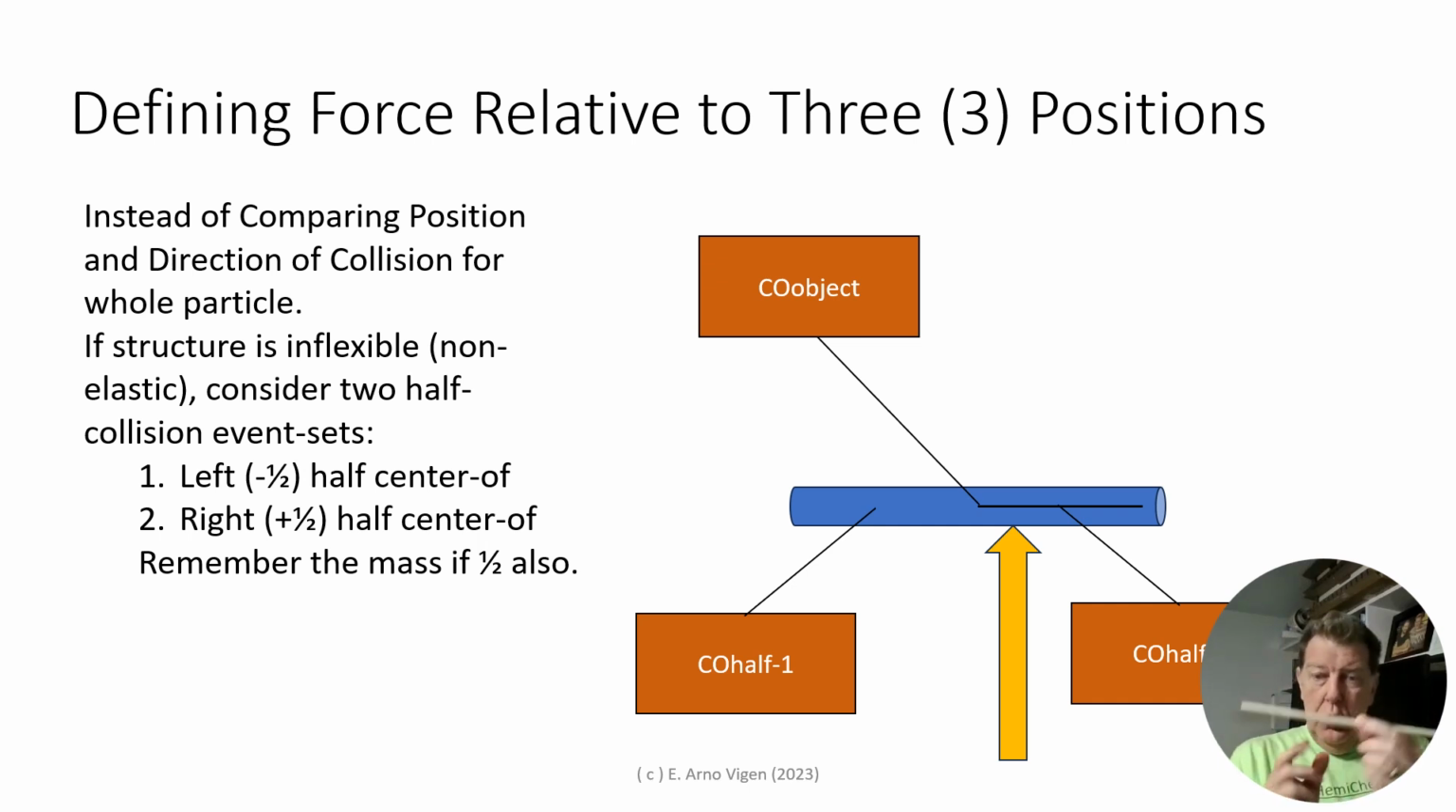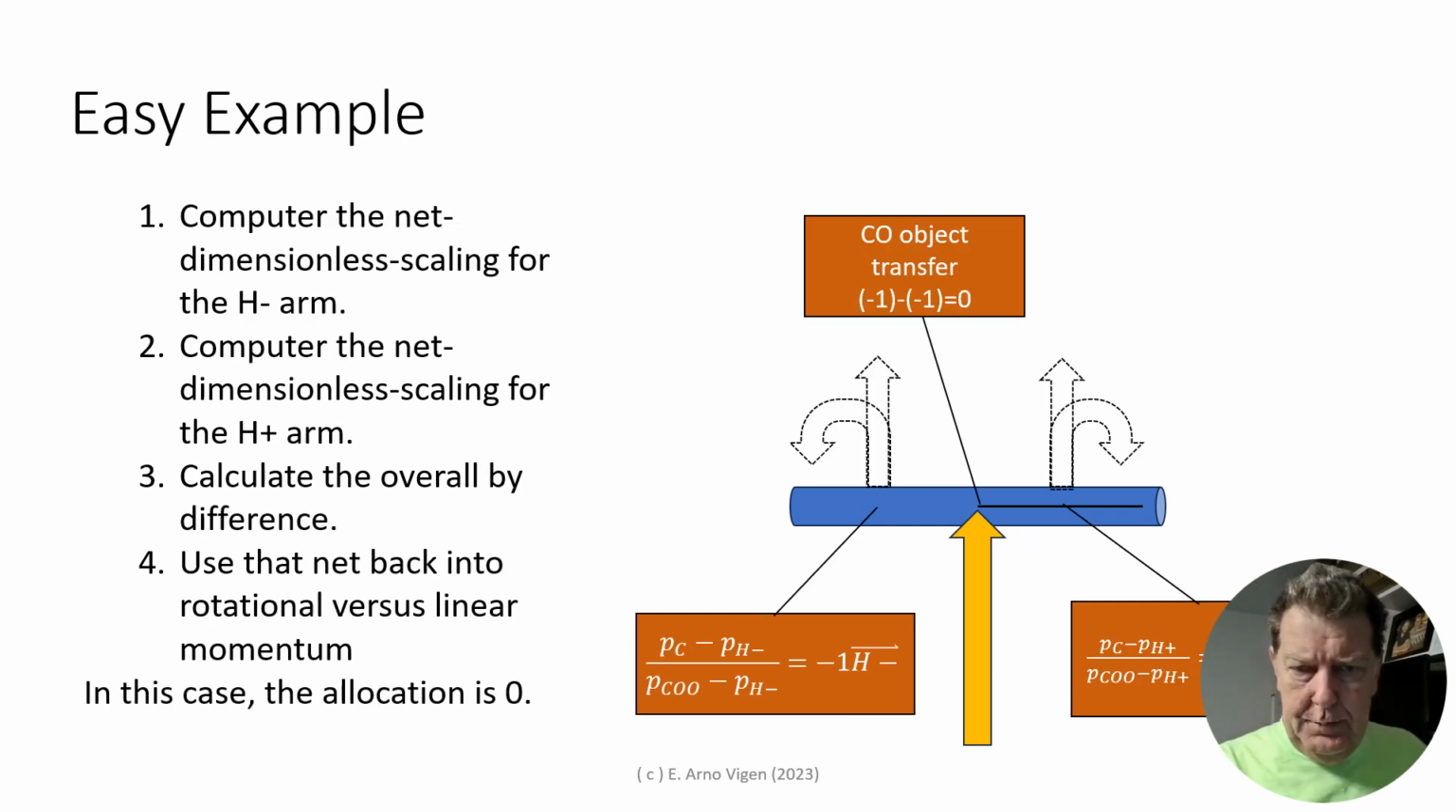Now you determine where the force is. Is the force here? Is the force here? Is the force here? And you can do a formula: compute this half, sum them, compare. That tells you how much goes to rotational, and whatever's left over goes to the center and becomes the linear, based upon a point equation. That's a fairly good example.